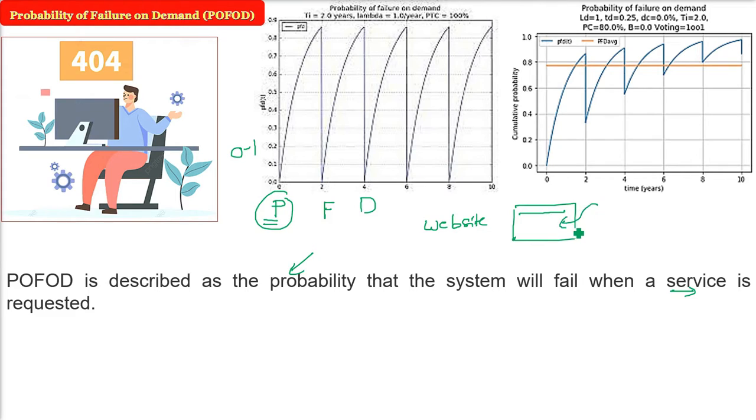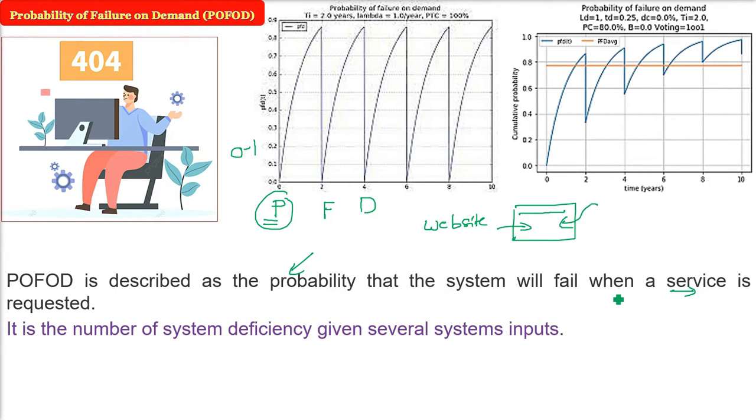For example, a website is there. When you want to access it, it is not available. The software product or website is failing to give its service. So this is the probability that the system is going to fail whenever we ask for it. It is the number of system failures given several system inputs: when you give certain inputs, the system fails to fulfill our request.